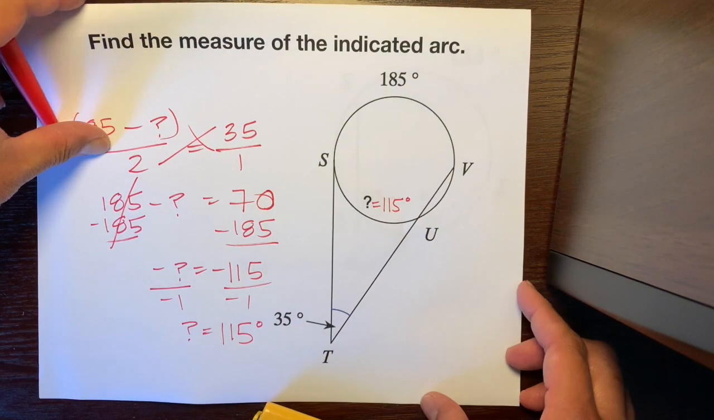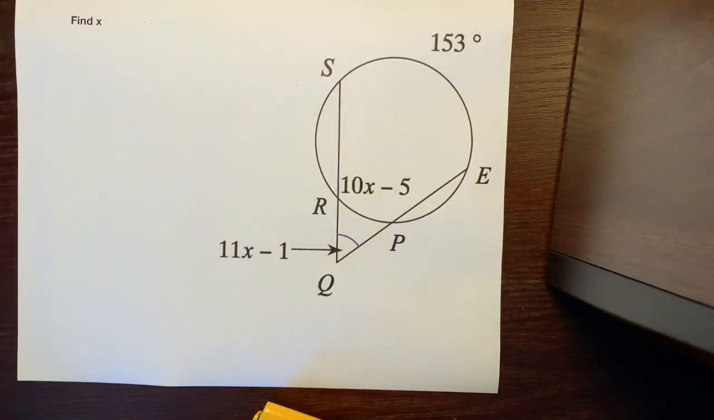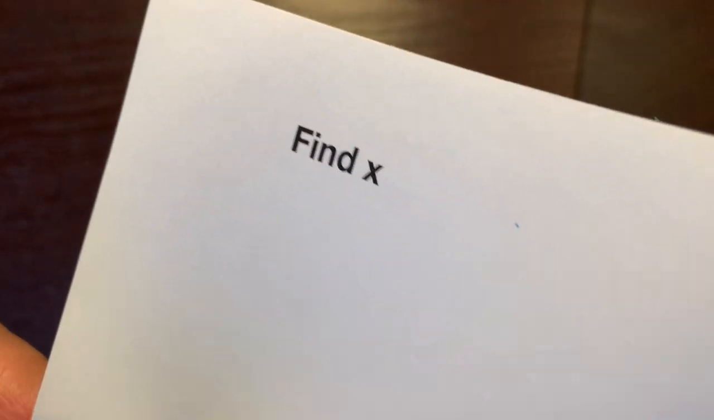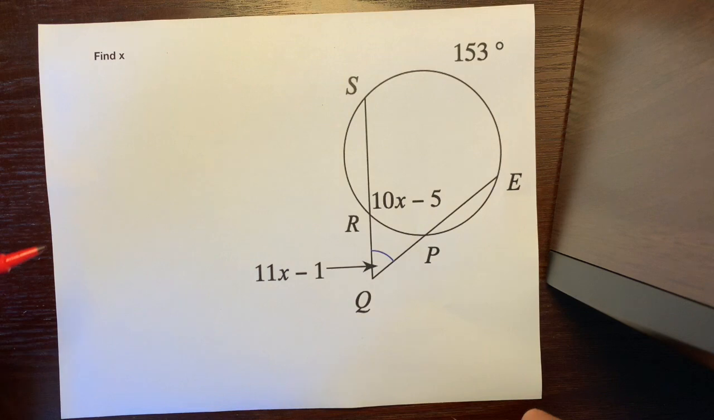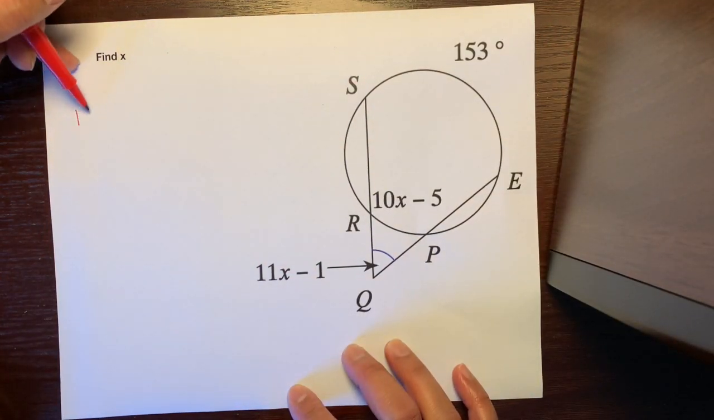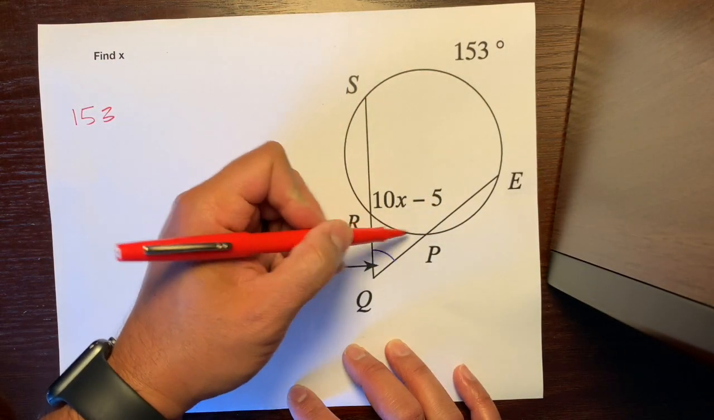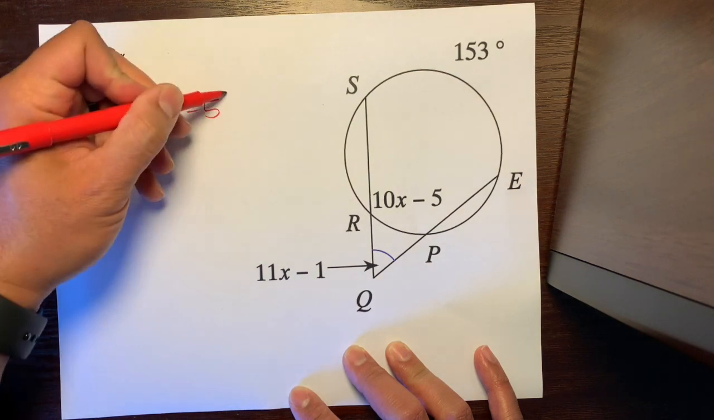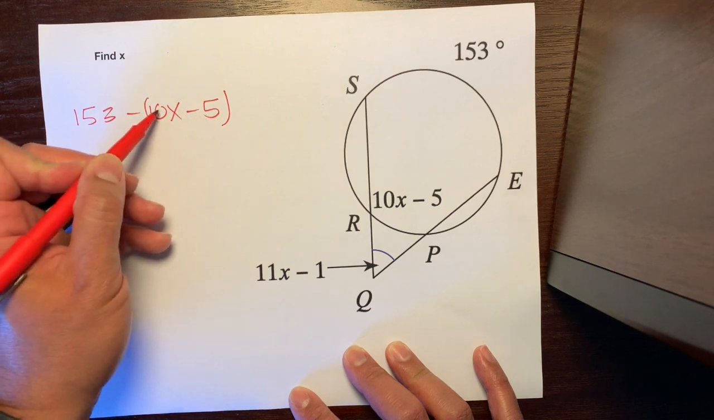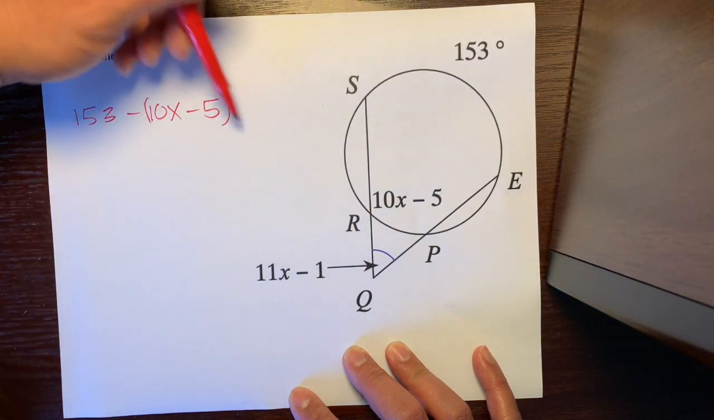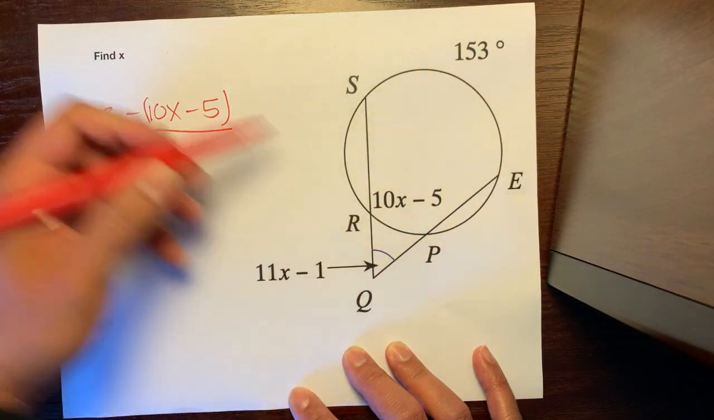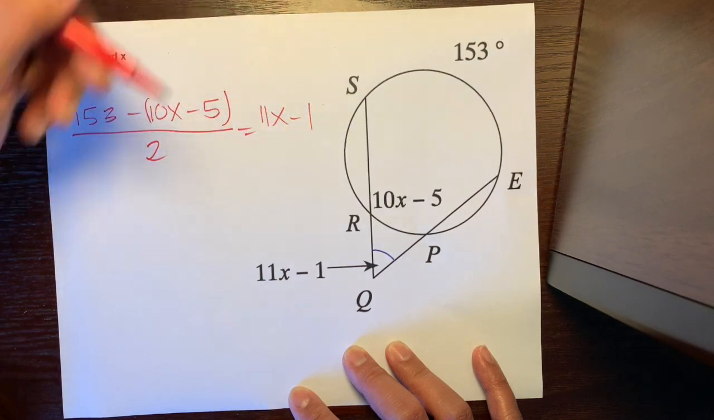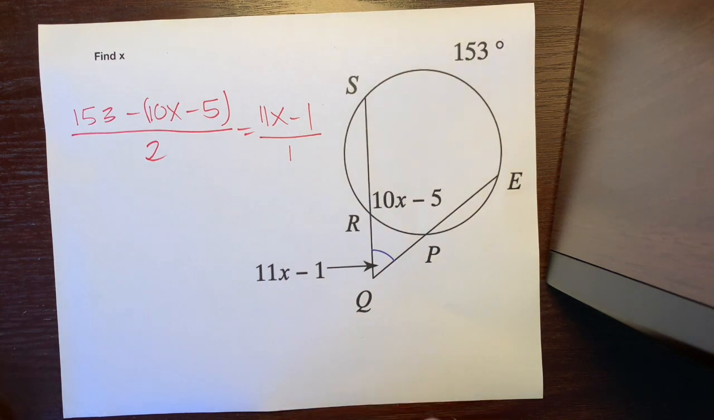All right, and the very last example of when two lines intersect outside of a circle is this one. This question says to find x. So we're going to do the exact same thing to set this up. We're going to take the far arc, which is 153, and subtract it from the near arc, which is 10x minus 5. But look what I'm doing. I'm putting a parentheses right here because I want to subtract this entire thing, instead of just subtracting from the 10x. You'll see what I mean in a second. And then we take the far, subtract from the near, and divide by 2, and set it equal to the angle, which is 11x minus 1. And we'll put that invisible 1 under there so that we have a proportion.